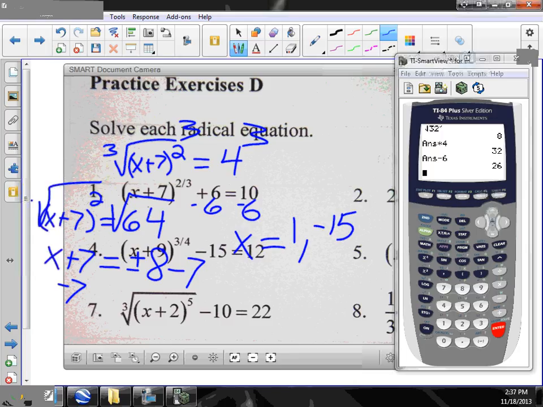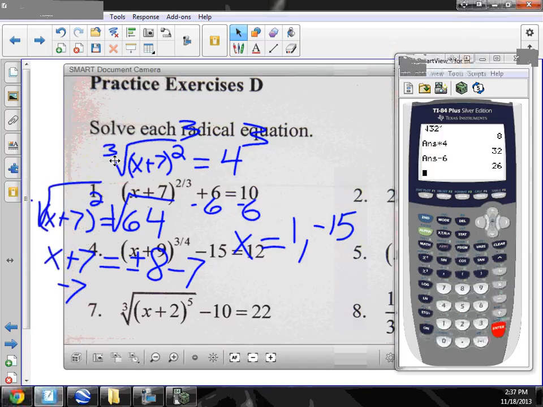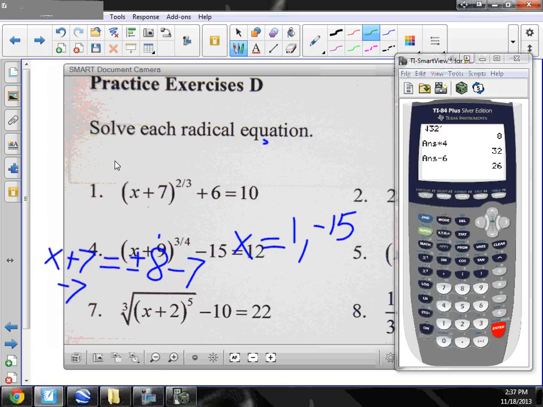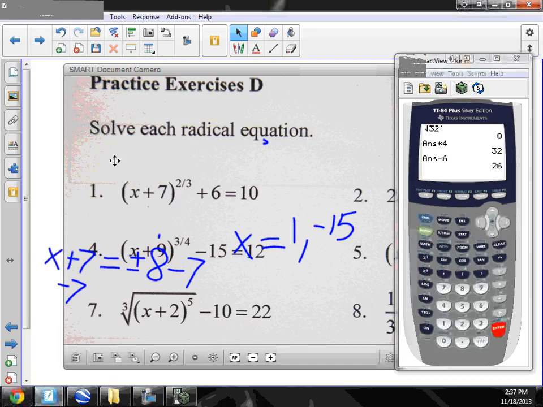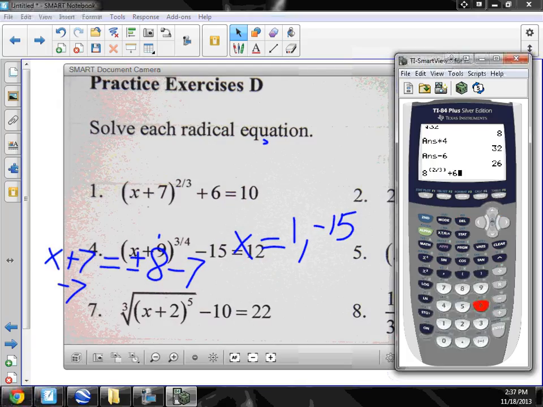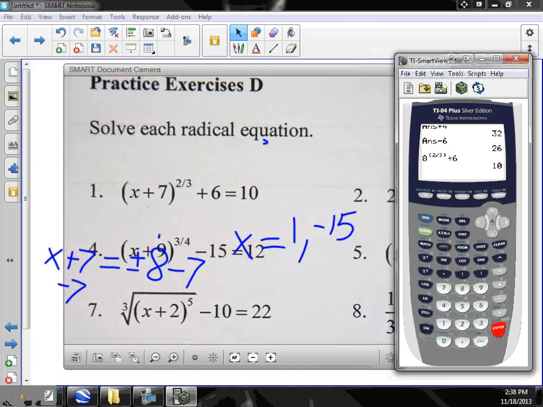Now I need to double check to see if those work. So, well, yeah, it doesn't really matter. I put 1 in here. 1 plus 7 is 8. And I can do 8 raised to the parenthesis 2/3 plus 6. Oops, that plus 6 needs to be down lower. So I push right, plus 6, and I should get 10.